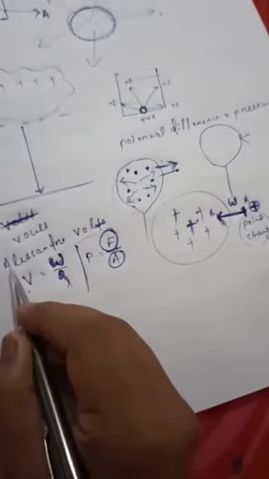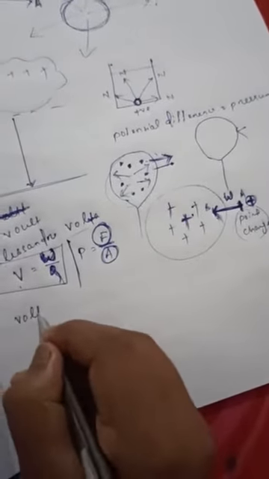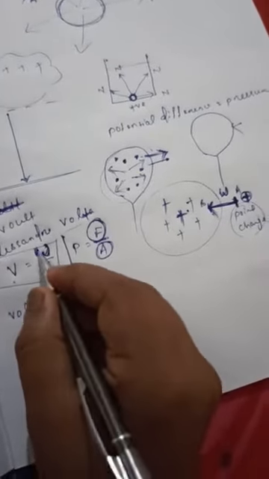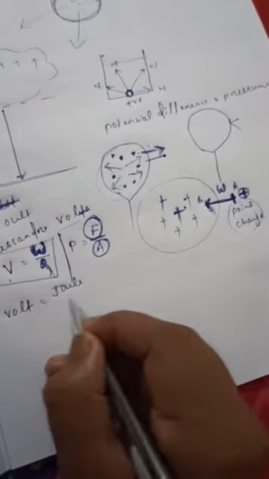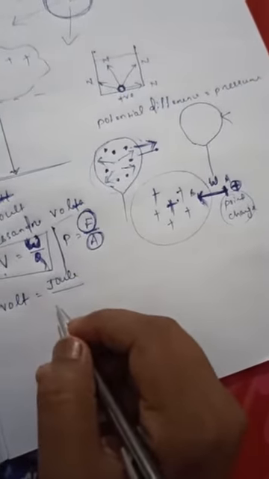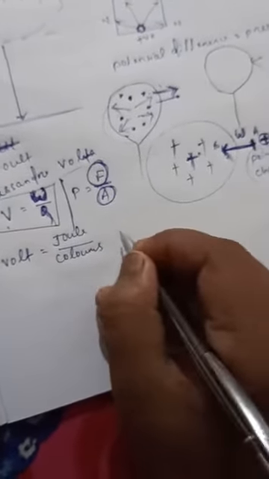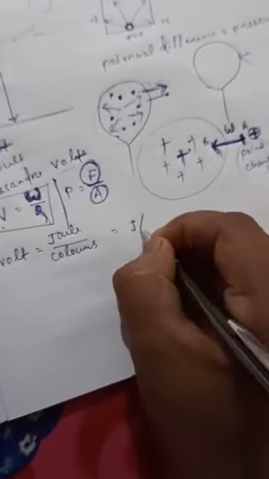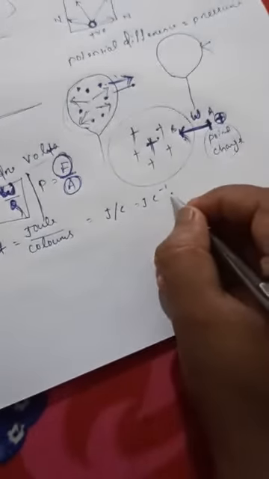Its unit is volt. The unit of work done is joule. What is the unit of charge? Charge unit is coulomb. So it is written as joule per coulomb, or joule into coulomb inverse, equal to volt.